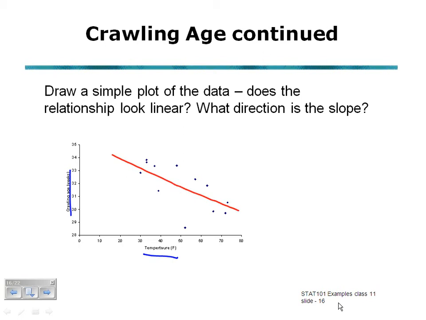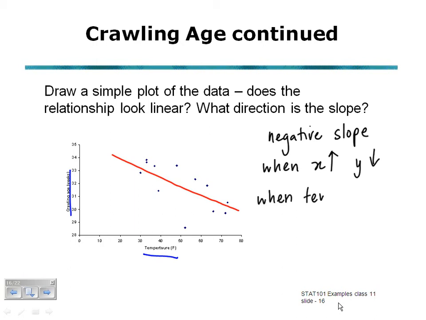Drawing a line through the points, we can see there is a negative slope. So when the temperature increases, the crawling age decreases. So as x gets bigger, y gets smaller, a negative gradient on a line through those points. The points don't all lie on the line, but it's a good enough fit for us to use a linear model.